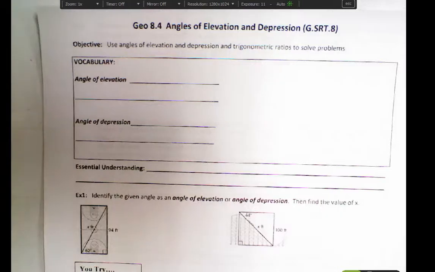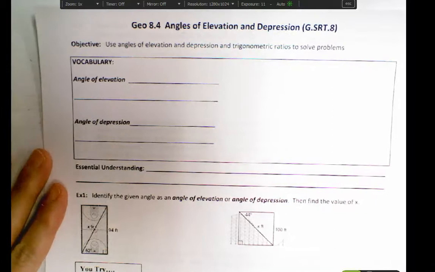Hello, geometry. Alright, we're going to take a look at elevation and depression. We did this with our little activity today, so this should go fairly quickly. It's all about application problems too, so those will take a little time, but we're going to use our SOHCAHTOA stuff to help us find some lengths and angles using angles of elevation and depression. So we'll start real quick.